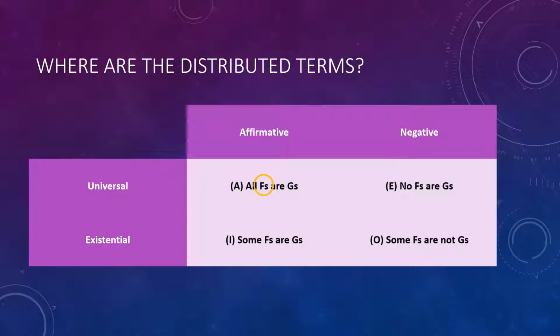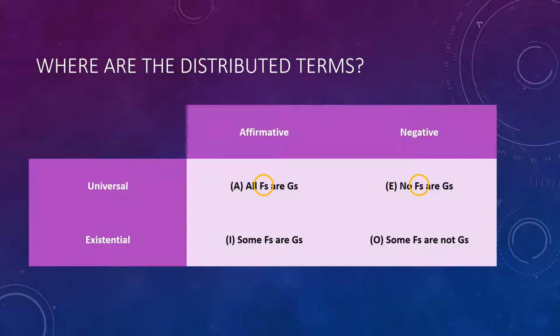Let's use an example. No even numbers are odd numbers. If I say no even numbers are odd numbers, have I said something about every single even number? The answer is yes. I've said that it isn't odd. So the subject term of an E sentence is distributed.